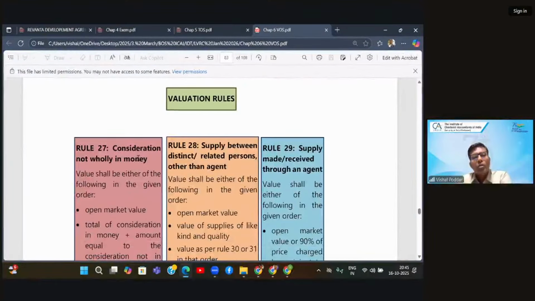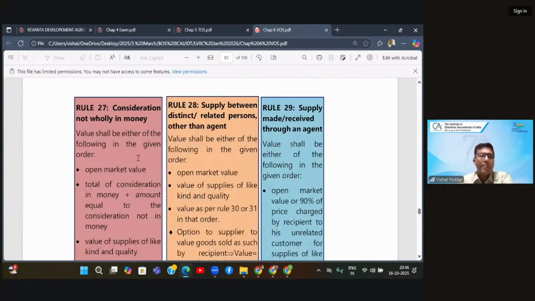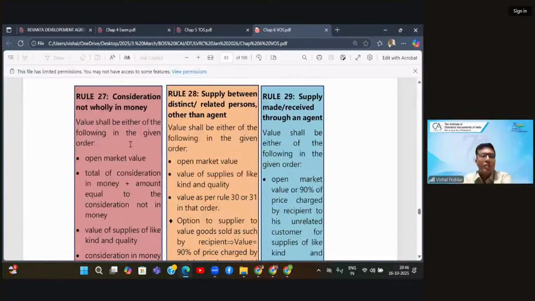Now we come to valuation rules, which are applied because of 15.4. What is 15.4? 15.4 is if you do not satisfy any one condition of 15.1, that is accepting the transaction value, then the value to be determined is as per valuation rule. Now, what are the valuation rules?